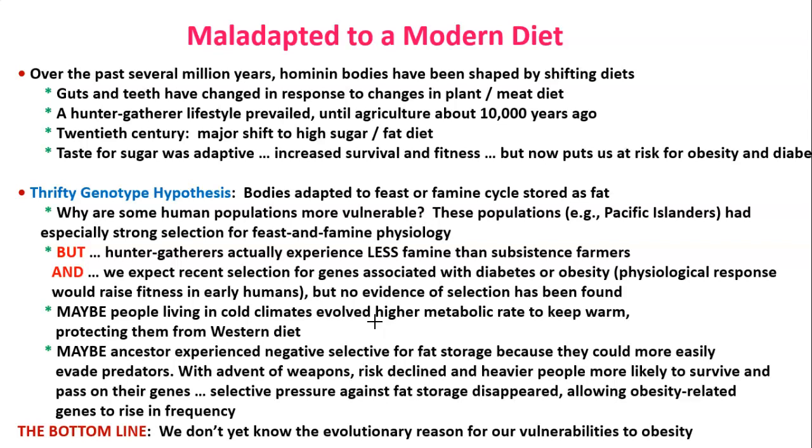So what you're seeing from this list of possibilities is that we don't really fully understand what has made us so vulnerable to these diseases associated with obesity and diabetes, and what's happened in comparison to our evolutionary history over the past couple million years. So the bottom line at the bottom of the slide: we don't know the evolutionary reason for our vulnerabilities to obesity. It's still work in progress. But it remains to be said that we are vulnerable and we are suffering quite a bit from being maladapted to our modern diet.